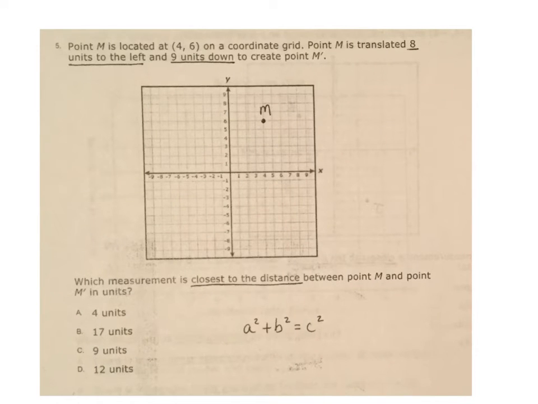Number 5. Point M is located at (4, 6) on a coordinate grid. Point M is translated 8 units to the left and 9 units down to create point M prime. Which measurement is closest to the distance between point M and point M prime in units?